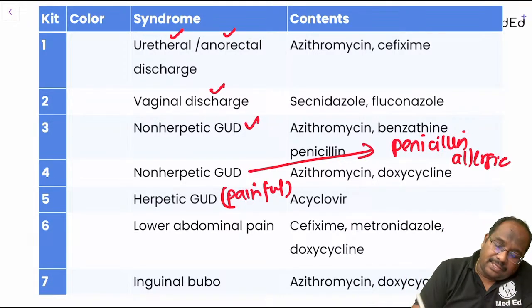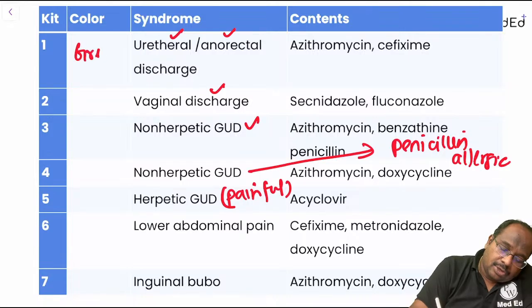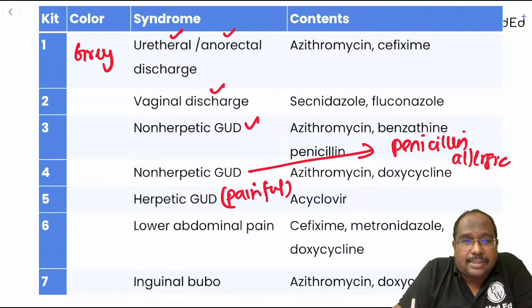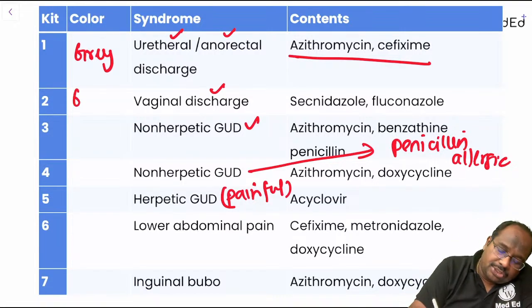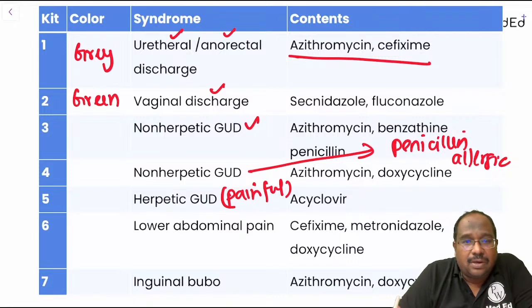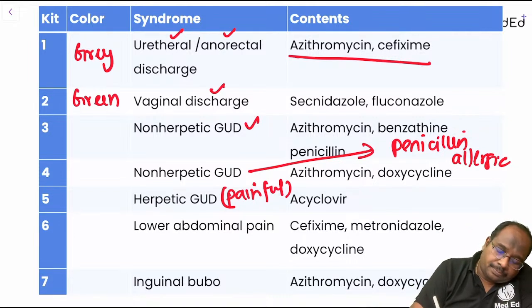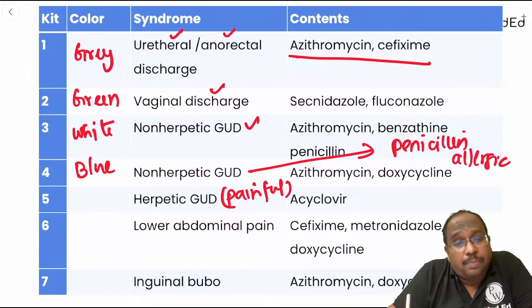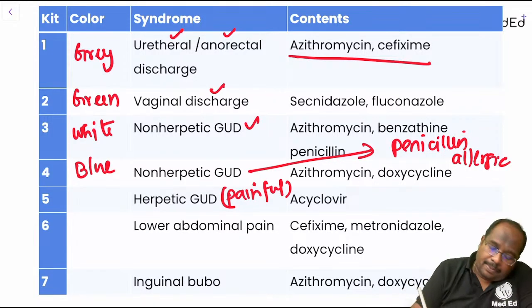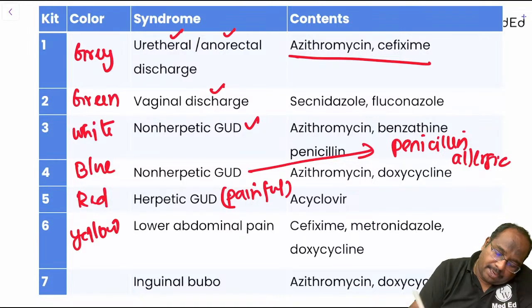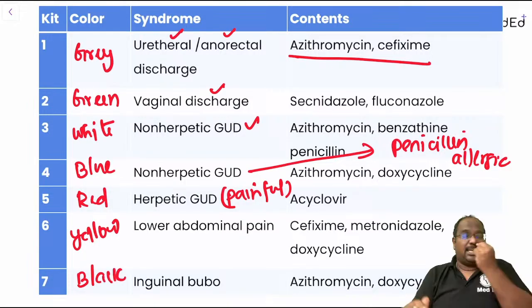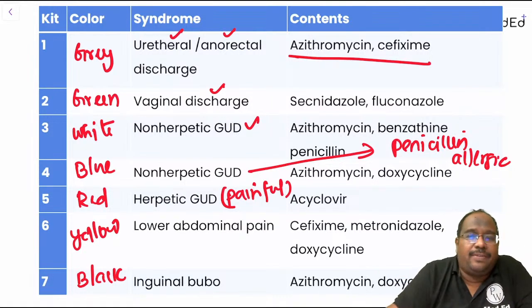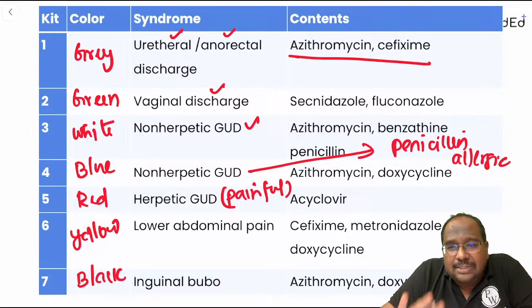If the patient is having urethral or anorectal discharge, you can start with the grey colored kit, which will contain the drugs. Vaginal discharge, a green colored kit. Non-herpetic GUD, white colored kit. Penicillin allergic means blue. Herpetic means red color. Lower abdominal pain means yellow. Inguinal bubo means it is black. Recently we also have a brown colored kit, but we'll leave that, it's too new an update. At least you should be able to answer this.